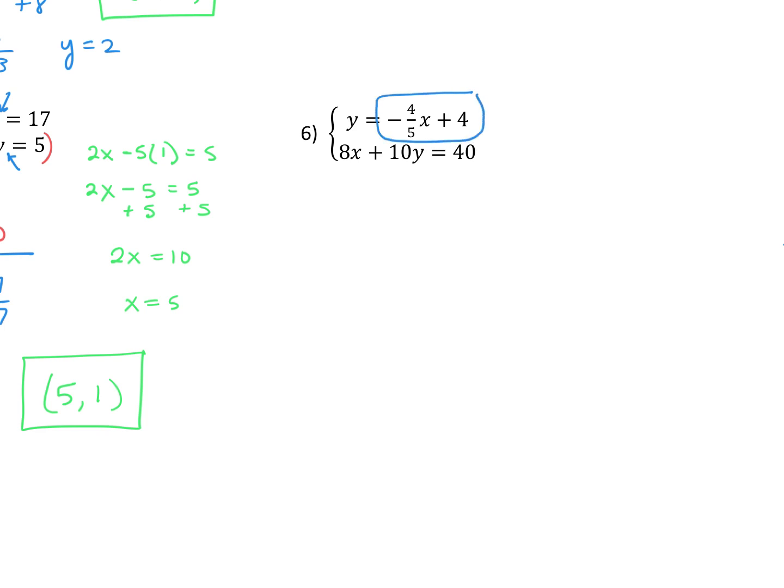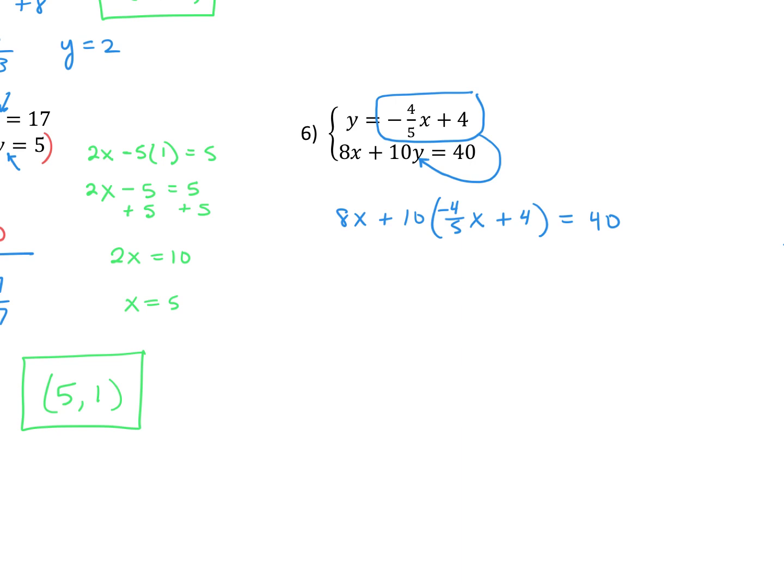So y equals this negative 4/5 x plus 4. We're going to take that and substitute it in for the y value of our equation. So 8x plus 10 times negative 4/5 x plus 4, and then I'm going to keep writing that bottom equation, equals 40. So our new equation is in a single variable x, so that just is a good reminder that I did plug it into the right spot. And now we're going to solve.